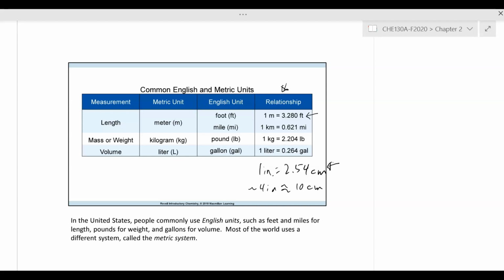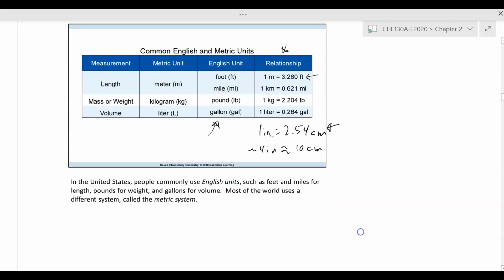If you don't know the English unit conversions, those will be given if you need them. We just kind of assume everybody knows that 12 inches is a foot and 3 feet is a yard and 5,280 feet is a mile and things like that. Anytime we have a conversion factor like that, that equality gives us 2 conversion factors. So I could say 2.54 centimeters over 1 inch, or 1 inch over 2.54 centimeters.